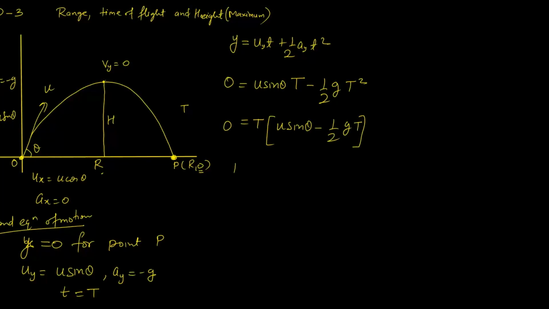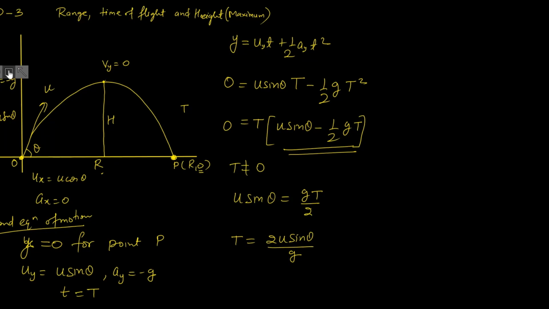Now time of flight cannot be 0. So the rest part of the equation will be 0, which will give us u sine theta equals gT by 2. So T equals 2u sine theta upon g. This is the time of flight. Remember that the previous derivation I did with the second equation of motion only, and this derivation again I am doing with the second equation of motion.